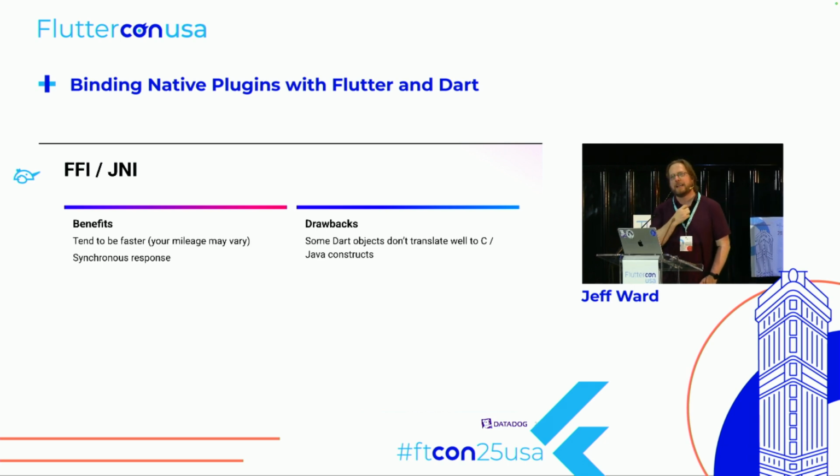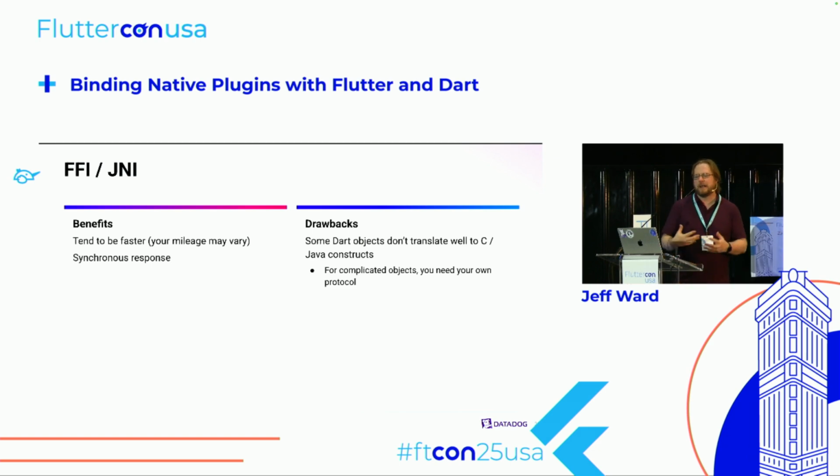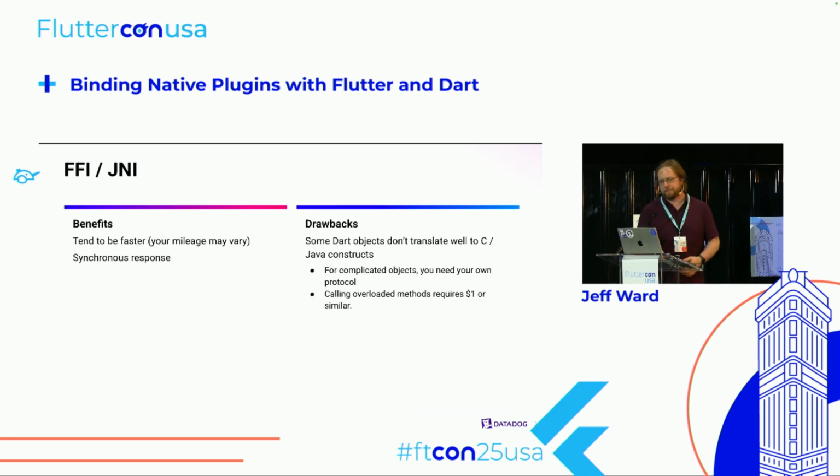In the case of the image, I had to pull out the byte data, write it to a U8 list, and then with allocated memory write that down to C. And this is true of a lot of different Dart constructs. They just don't lend themselves well to C or Java. For complicated objects, you might need to write your own protocol. Whether you want to use protobufs or some other form of serialization, you might need to do that.